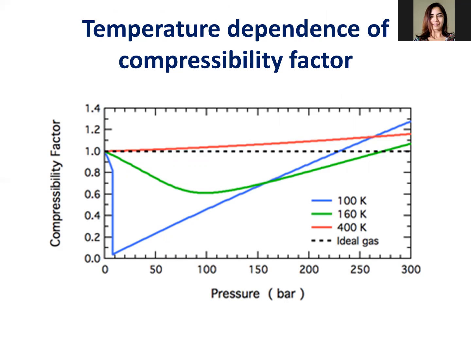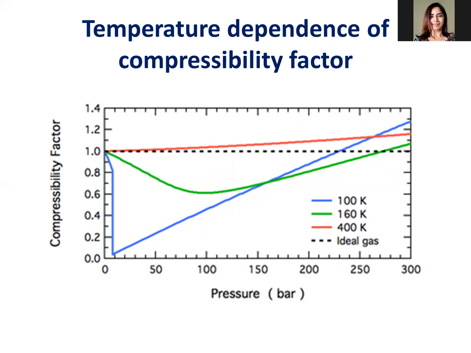If we consider a single real gas, its behavior at different temperatures and pressures, with the compressibility factor plotted against pressure, we get, at higher temperature, that is 400 Kelvin, the behavior of the gas approaching the ideal behavior. That is, the pressure is very low and the temperature is high. That is, the volume is very high.